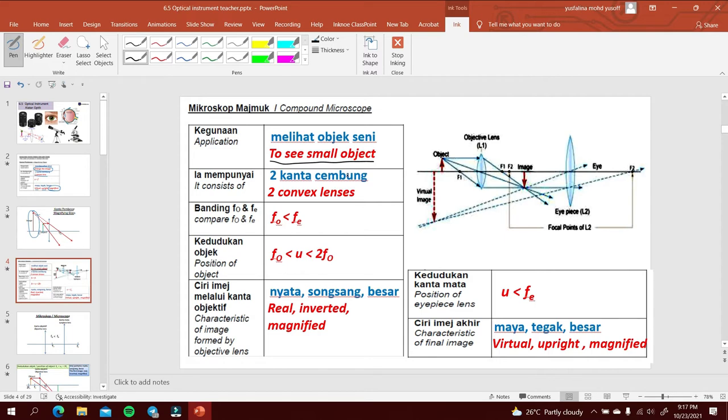The first lens is called the objective lens, which is in front. At the back is the eyepiece lens. So there are two types of lens here, and both are convex lenses. The first is the objective lens and the second is the eyepiece lens. What are FO and FE?